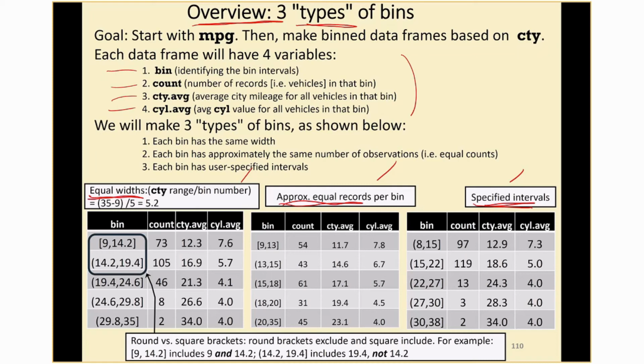And so we can see here in the first instance that since the least value of city mileage is 9, and the maximum value of city mileage is 35, if we want to create 5 bins of equal widths, those bins are going to have a width of 5.2. So we've got these different bins here, all of which have an equal width, which is 5.2. In this case, we want an approximately equal number of records in each bin. And so the output here shows an approximately equal number of records in each bin. And finally, in this last example, we're going to specify that we want these particular bin intervals.